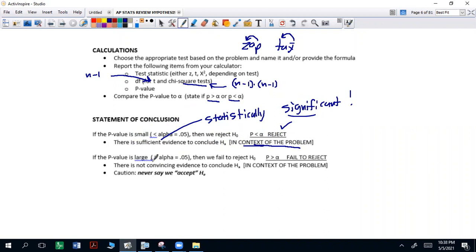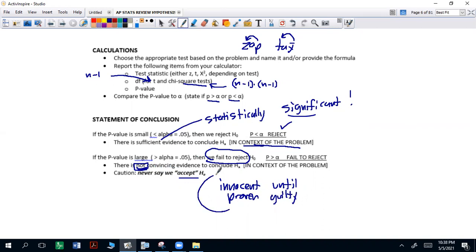And if the p-value is large, greater than alpha, we fail to reject. We never accept the null, we fail to reject. That's important. So we do not have convincing evidence. There is not convincing evidence in context of the problem. We never say accept. We say we fail to reject the null. We just can't prove the alternative. And it's the whole innocent until proven guilty thing, right? That's kind of the whole purpose of a significance test.